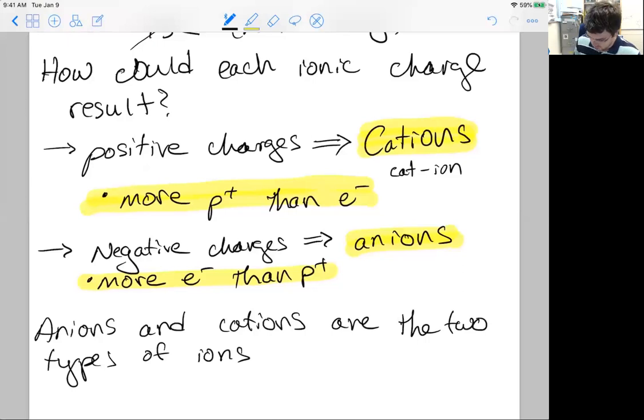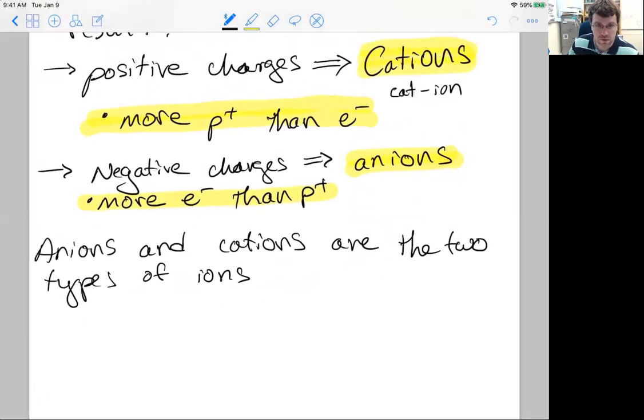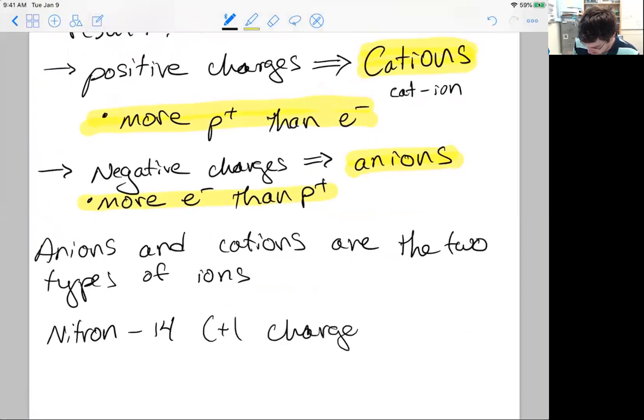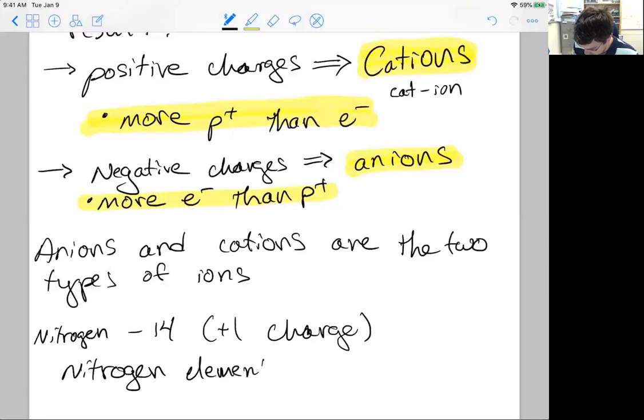Okay, let's look at a few examples of these before we end the lecture. Let's look at nitrogen 14 with a +1 charge. Oh, nitrogen, excuse me. Nitrogen 14 with a +1 charge. So nitrogen, according to our periodic table, is element 7. It has an atomic number of 7, which means it has 7 protons.